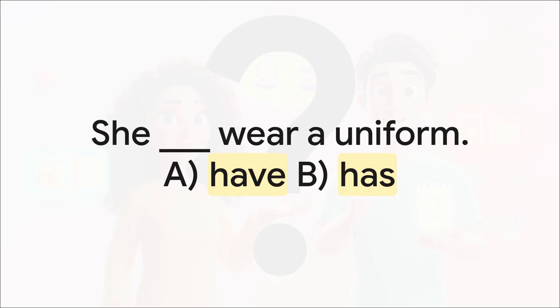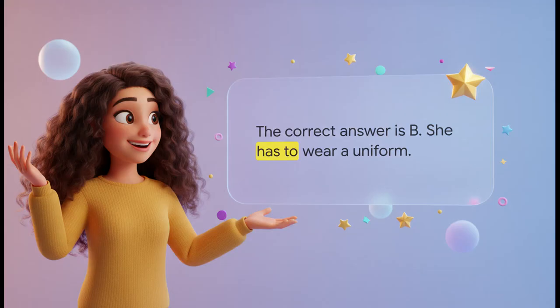Okay, now it's your turn to try. Fill in the blank for us. She, blank, wear a uniform. Is it A, have to, or B, has to? Pause the explainer right now and say your answer out loud. Go ahead, I'll wait for you. Did you say it? The correct answer is B, has to. She has to wear a uniform. Great job! We always use has to for she.